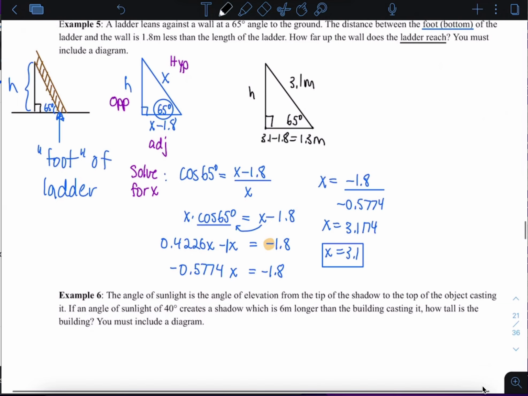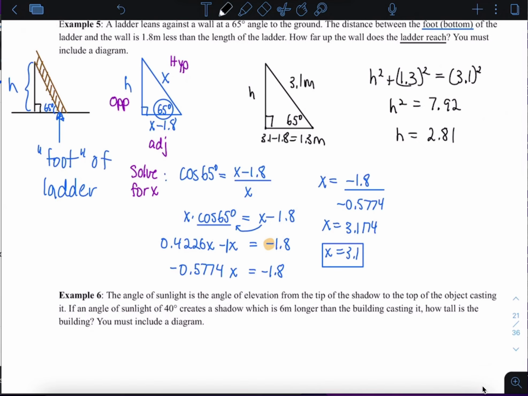And what I'm really looking for is h, so at this point I can use the Pythagorean theorem. So h squared plus 1.3 squared is 3.1 squared. I'm going to get h squared is 7.92. I take the square root of both sides, but remember in this case I only need the positive number because it's a side. The ladder reaches, we're going to round to one decimal place, 2.8 meters up the wall.